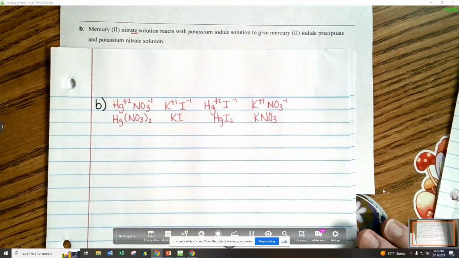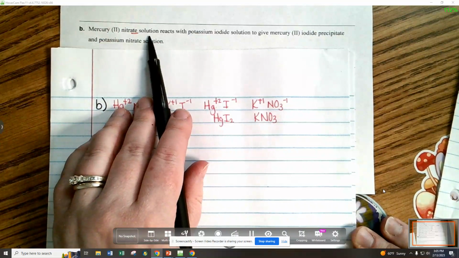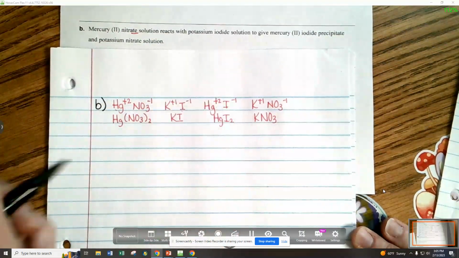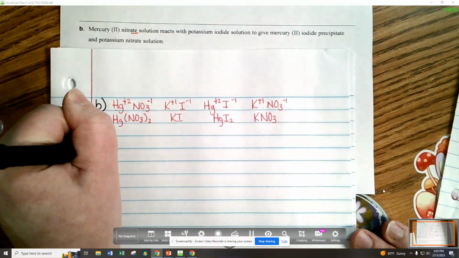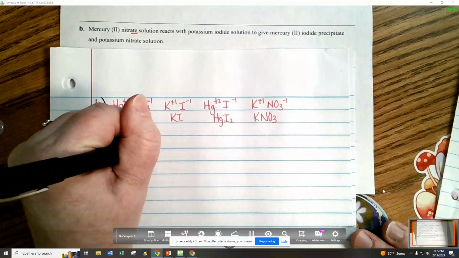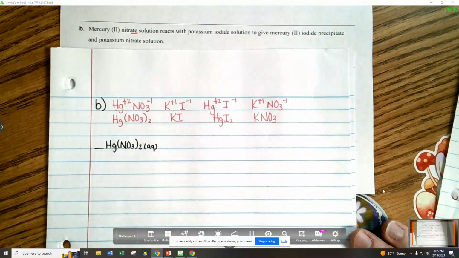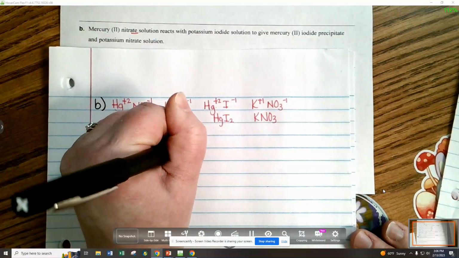So now I can start putting this into an actual equation. It says that mercury 2 nitrate solution reacts with potassium iodide. So I know these are my reactants. It also says solution. So I know the state of matter. When it's a solution, it's in the aqueous state. It means it was dissolved in water. My second reactant, potassium iodide, same thing. It was dissolved in water.